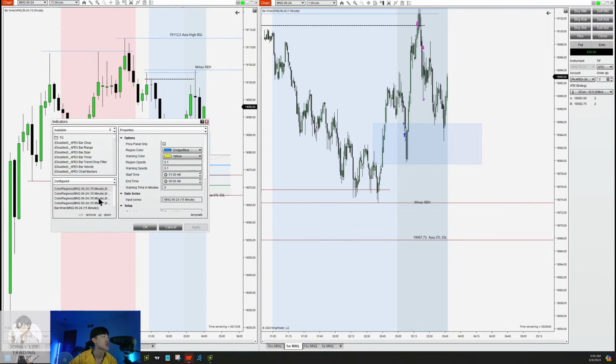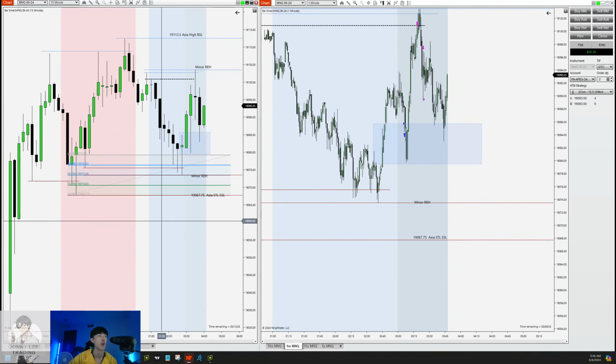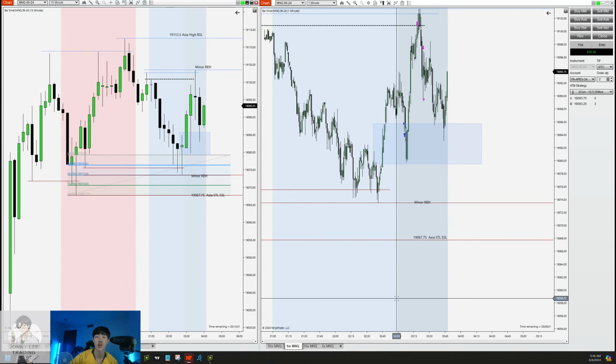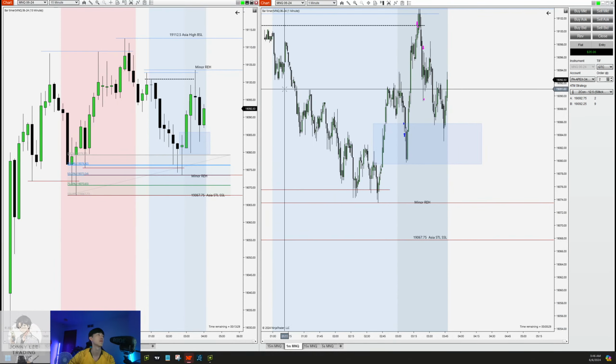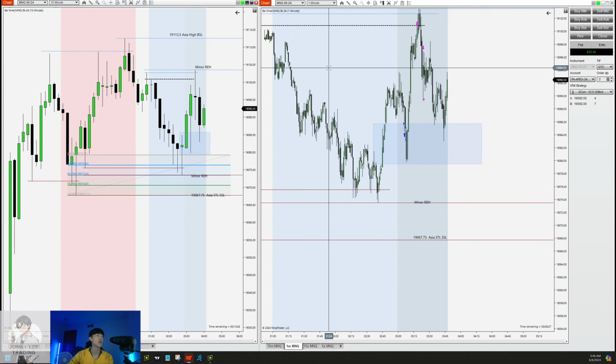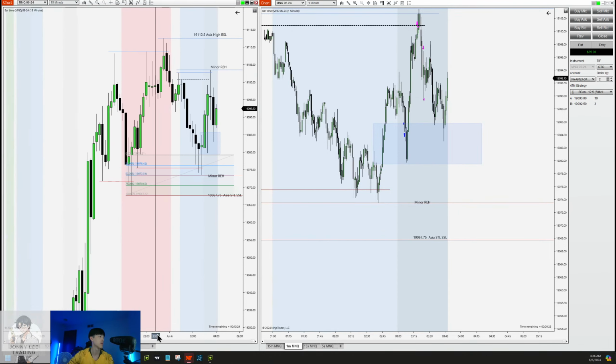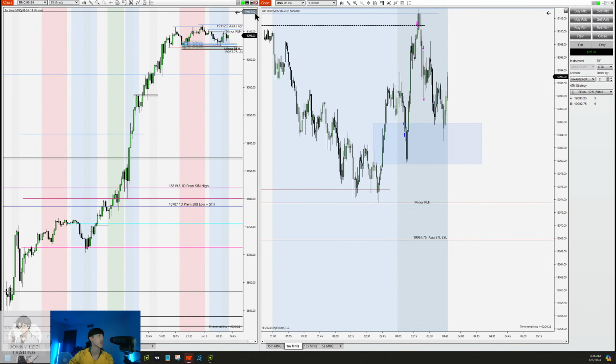Something called color regions. I've had it for a long time, but I don't know where I got it from. I don't remember at this point in time. But it's called color regions. I use it to outline my different sessions, right? So Asia, London, New York, London close, and yeah, those are the main sessions anyways.